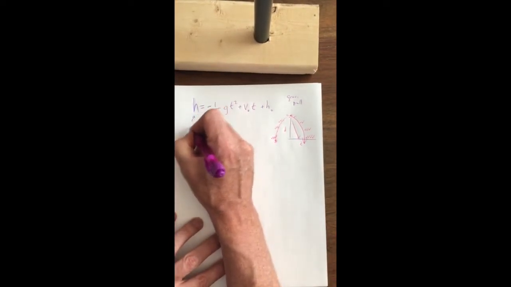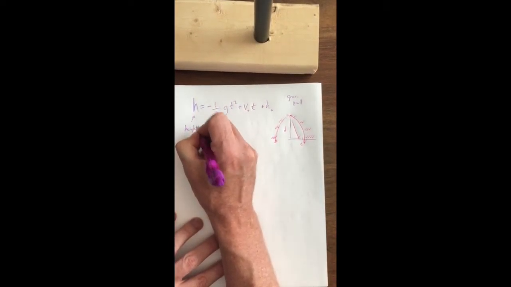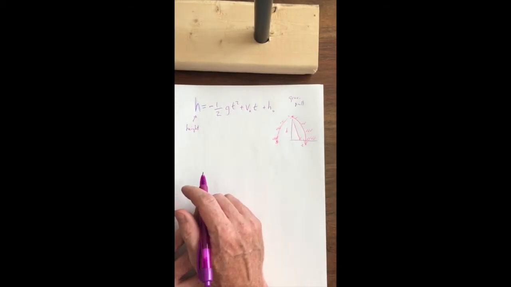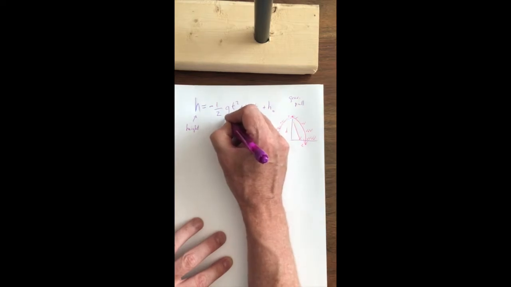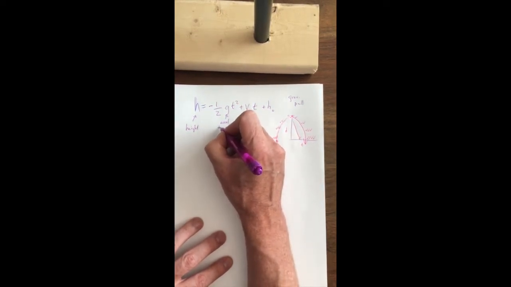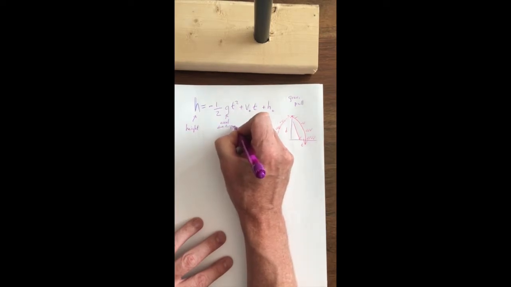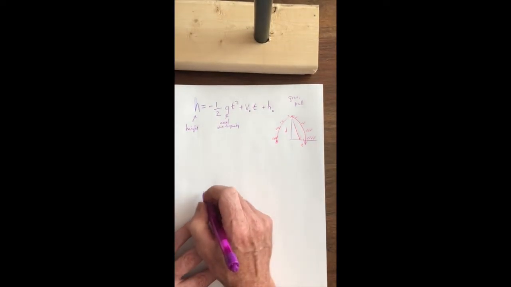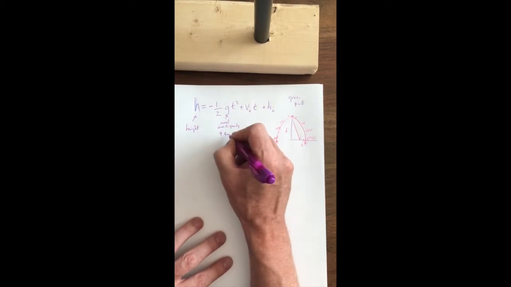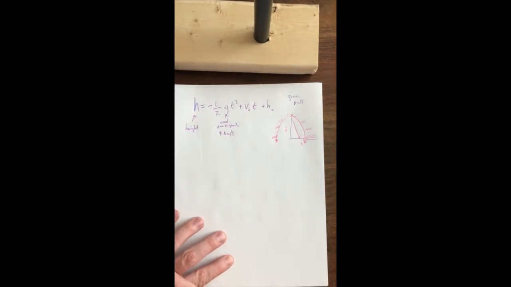So this here is the height. Now you're going to be using this a lot in physics in grade 11 and grade 12 for sure. So this is the height. G is the acceleration due to gravity. And we know that when you drop something, it accelerates at a rate of 9.8 meters per second.